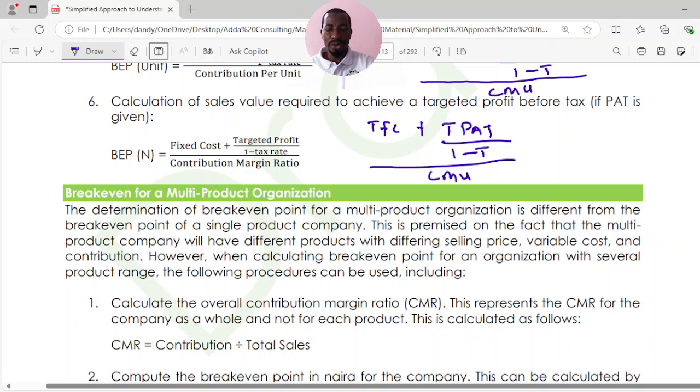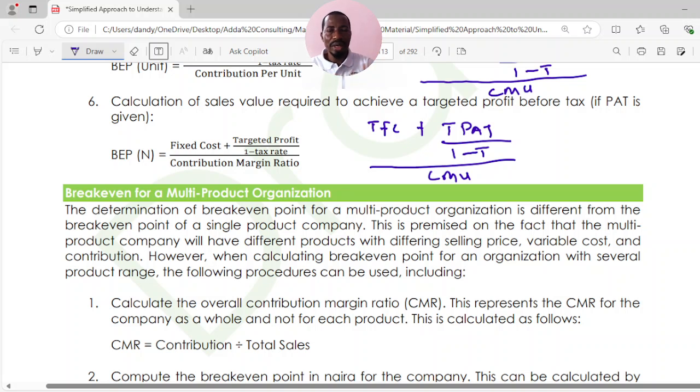So for this purpose, when computing the break-even point for a multi-product organization, there are 5 key procedures you have to take into consideration. The first step you are going to do is to determine the overall break-even, to calculate the overall contribution margin ratio, the contribution margin ratio for the organization as a whole.